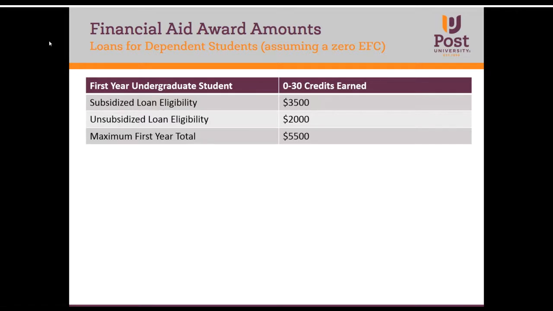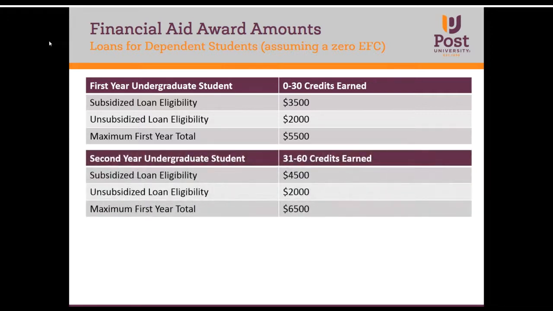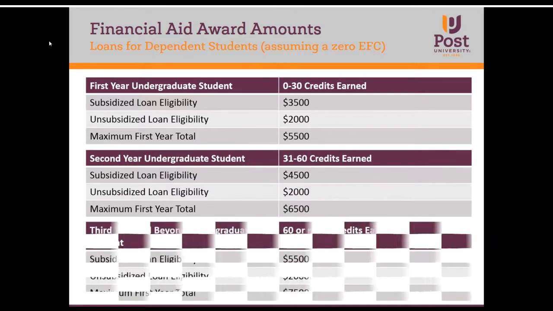So at any point that you're still in that 0 to 30 credits, any academic year that falls into that amount, that's what we're going to be able to give you as a dependent student, assuming that you've got a 0 expected family contribution. Again, that number can possibly change if the EFC goes higher. From 31 to 60 credits, you can see an additional $1,000 is given to the students in the subsidized category, but no more unsubsidized loans are available.